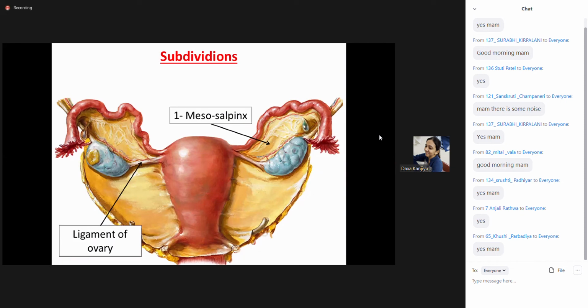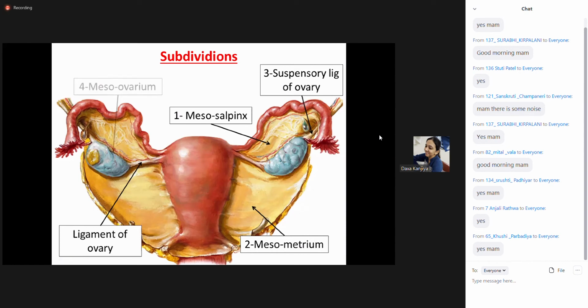Salpinx means related with the tube. So mesosalpinx is the portion between the uterine tube and the ovary. Then the rest of the portion below the ovary is the mesometrium. The third one is the suspensory ligament of the ovary, extending from the ovary to the lateral pelvic wall, and it suspends the ovary from above. So again, it is a subdivision of the broad ligament. And the fourth one covers the ovary with the double layer, that is the mesoovarium.